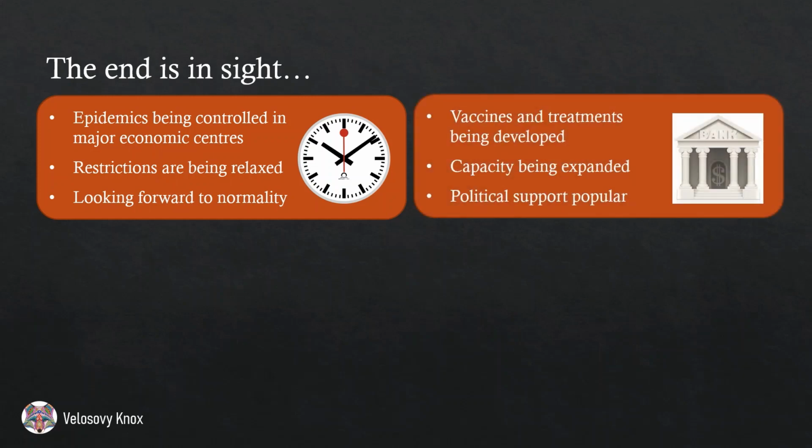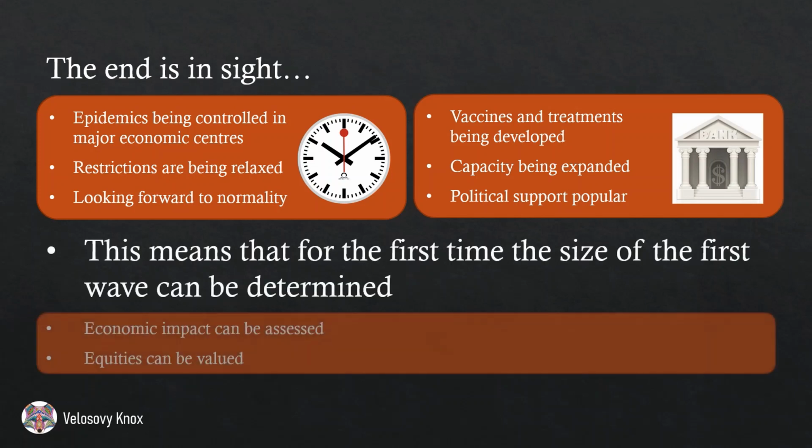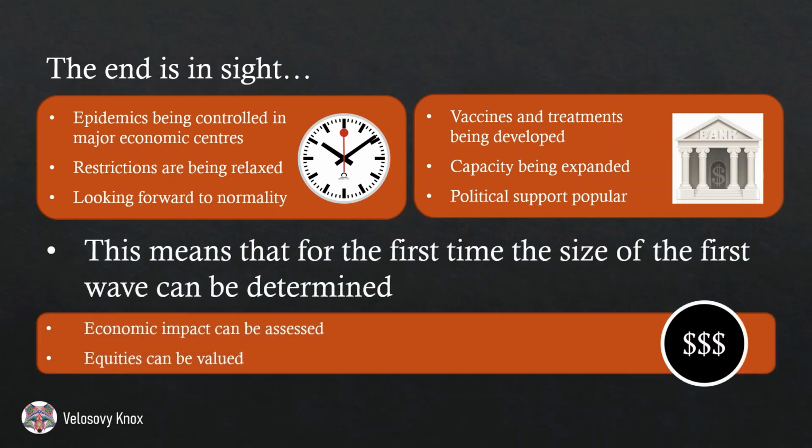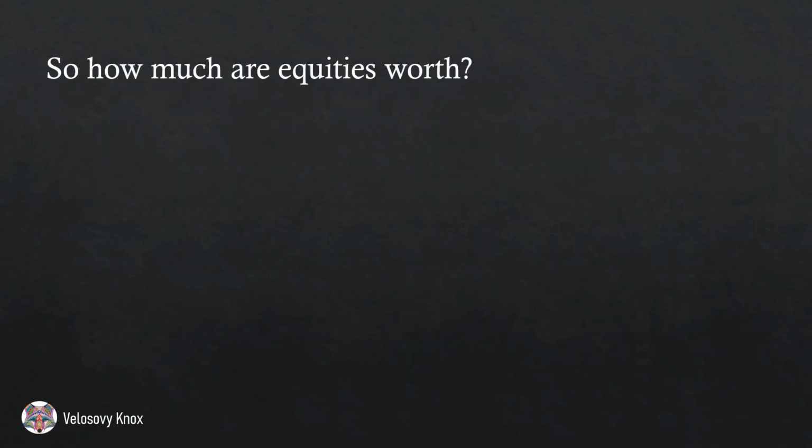What this means is that for the first time, we can look at the size of the first wave of the pandemic. It means that the economic impact can be assessed, and it also means that we start looking at equities and how they're being valued. So a key question is, how much are equities worth? Given what we've seen in terms of the support from the government and that the end is in sight, how can we use that to help us value equities?